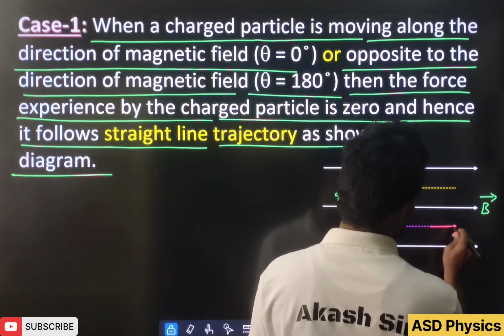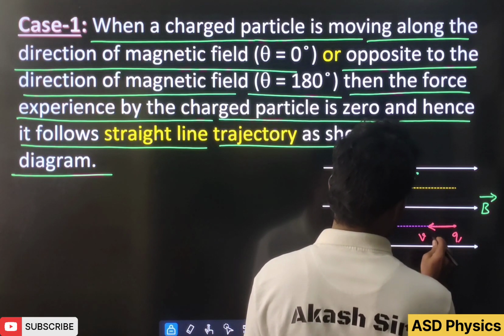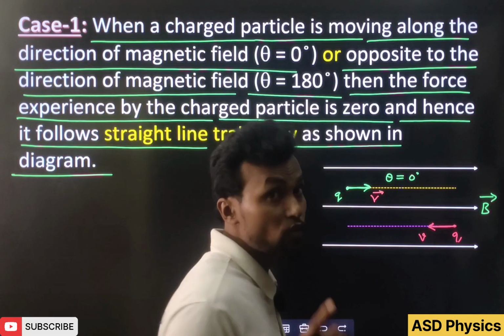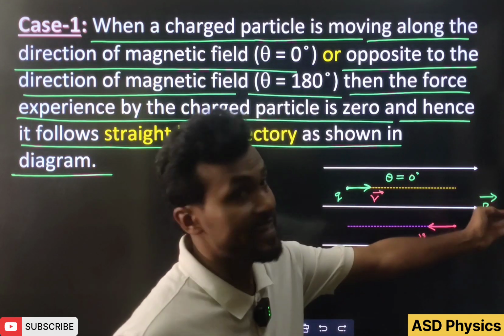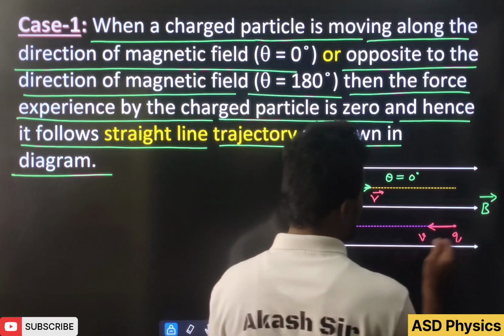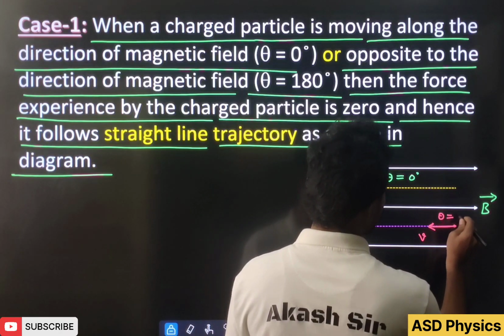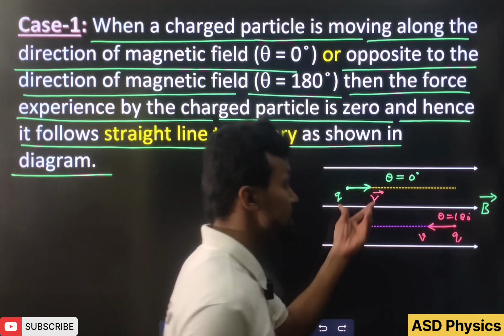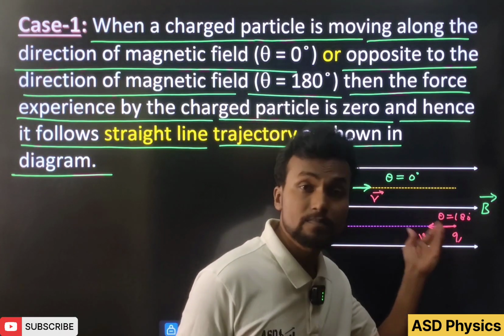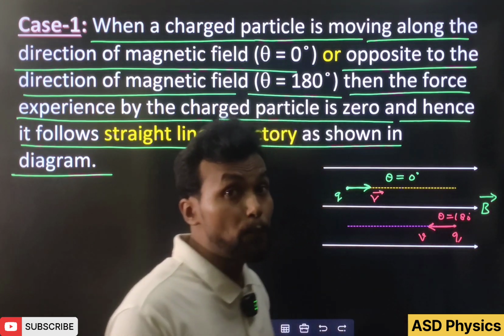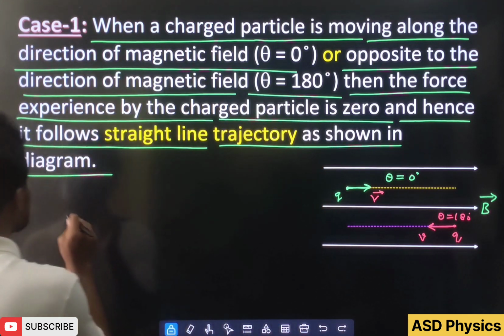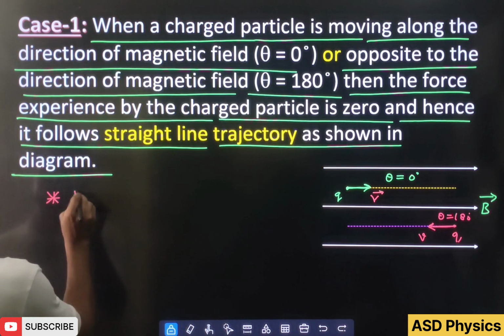Similarly, for the second situation, let's take the charged particle here, moving in this direction with velocity v. The magnetic field is on the right side, and this charged particle is moving to the left side. So the angle here is 180 degree. That means here it is moving along the field, and here it is moving opposite to the direction of the field.